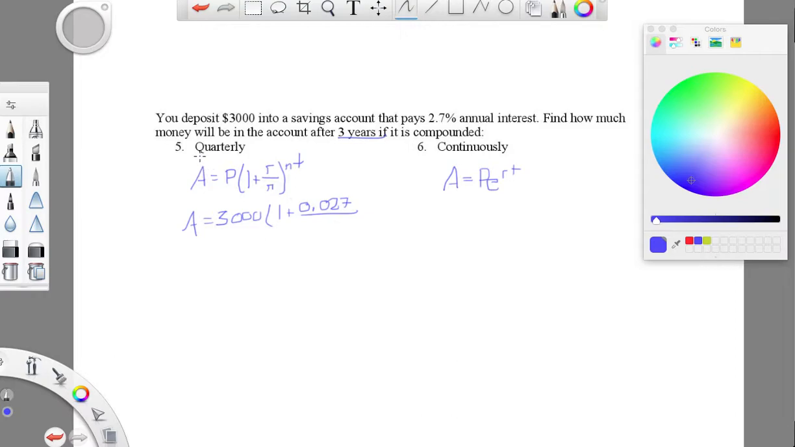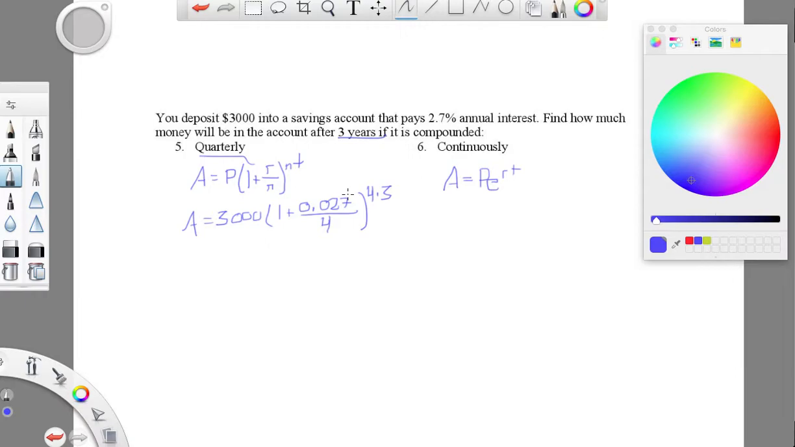The number of compoundings here is quarterly, so there are 4 quarters in a year: 4 to the 4 times 3 power. Now when we put this into the calculator, which I know that you cannot see right now, we just have to be very, very careful with the order of operations.